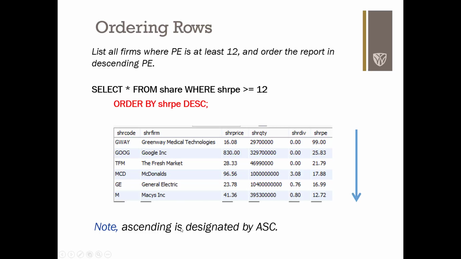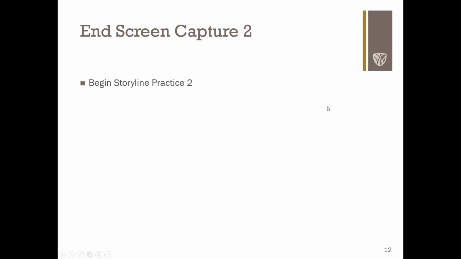For ascending, we use ASC. Notice, however, if you just say order by share PE and you don't put a qualifier behind it, the assumption is that you want it in ascending order and it will list them in ascending order. And that's the end of screen capture 2.